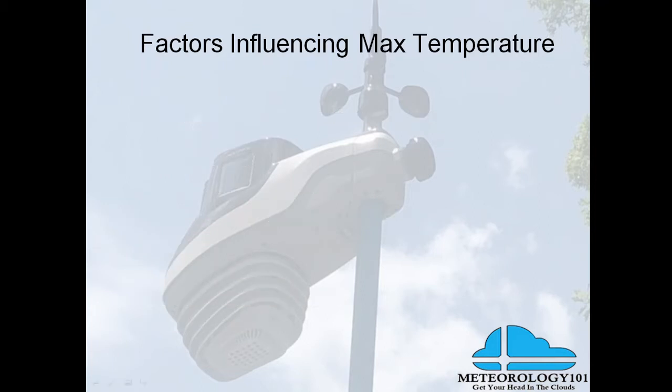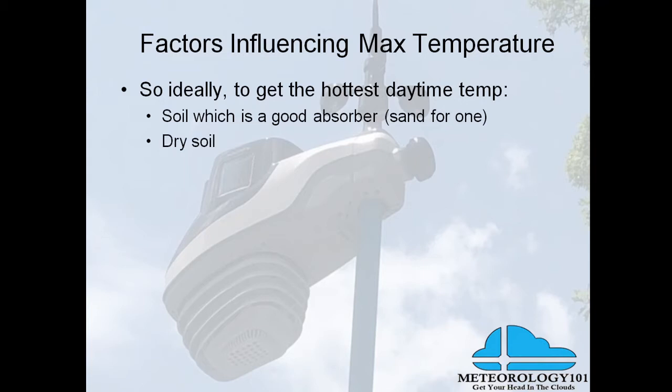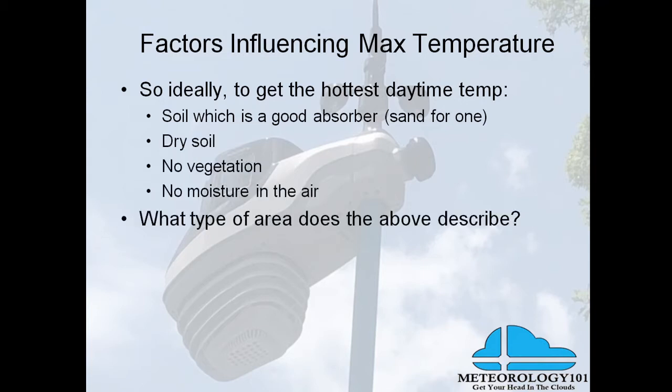Factors influencing maximum temperature. Ideally, to get the hottest daytime temperature, you want soil, which is a good absorber, sand for one, dry soil, no vegetation, no moisture in the air. And what kind of area does that describe?